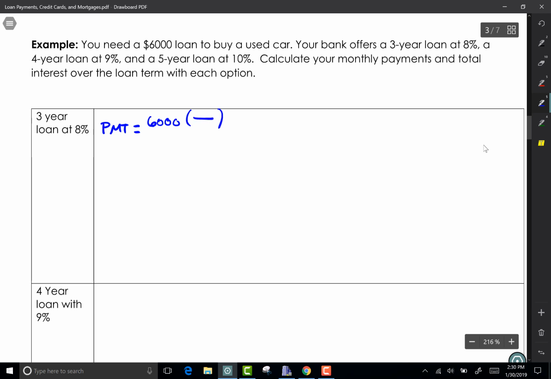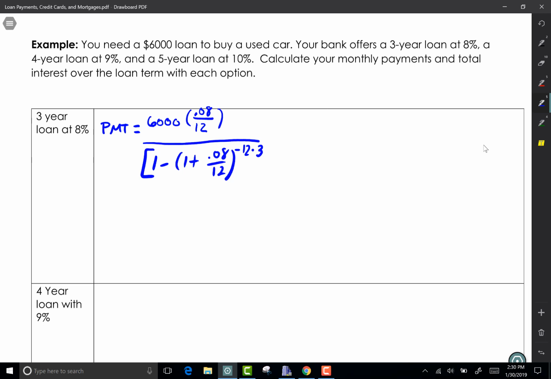We're going to multiply that by the APR. In this case, it would be 0.08 divided by 12, because these are monthly payments, all over 1 minus 1 plus 0.08 over 12, raised to the power of negative 12 times 3, right? That's my N times Y, the number of payments a year times the number of years.